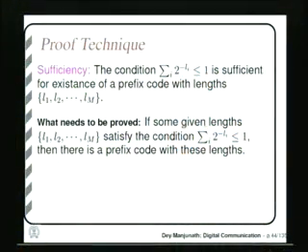So, we will prove in this part of the proof that if some given lengths satisfy this condition, then there is a prefix code with these lengths.